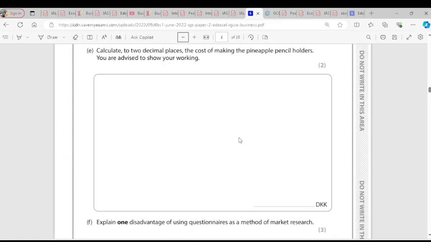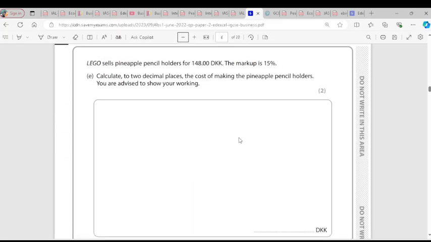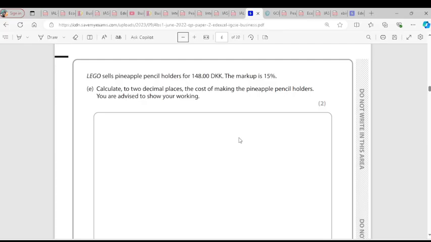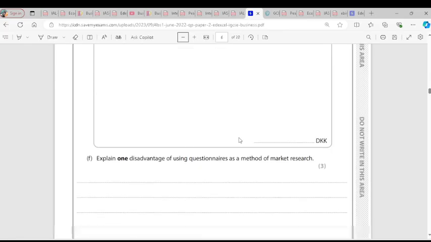Then question E. It said Lego sells pineapple pencil holders for 148 DKK. The markup is 15%. Calculate to 2 decimal places the cost of making the pineapple pencil holders. If the markup is 15%, it means 100 minus 15%, which is 85%. 85% multiplied by 148 is the cost of making the pineapple pencil holder. That's 0.85 multiplied by 148, so it's 125.8. That's the answer for E.